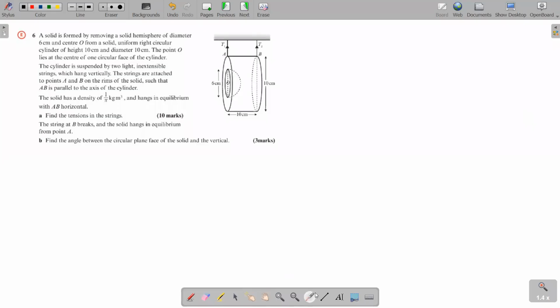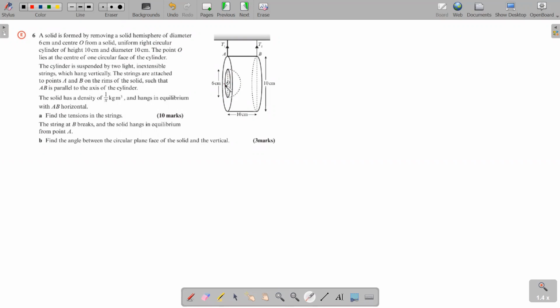Okay, guys. So moving on to question number 6. A solid is formed by removing a solid hemisphere of diameter 6 centimeters and center O from a solid right circular cylinder of height 10 centimeters. Guys, can you see? So there's a cylinder here and they are removing a hemisphere, and the hemisphere is removed on the axis, right? It's symmetric the way they have removed it.